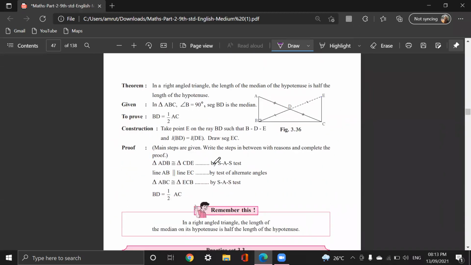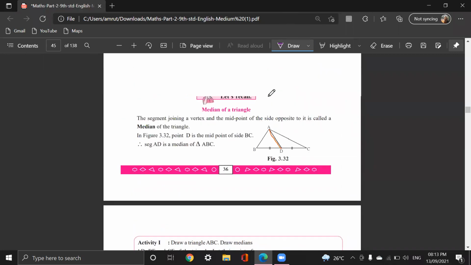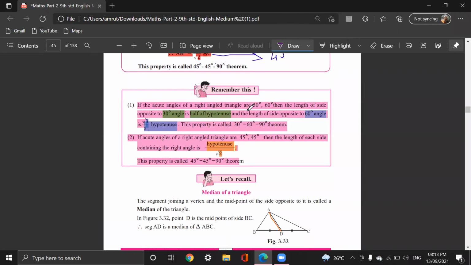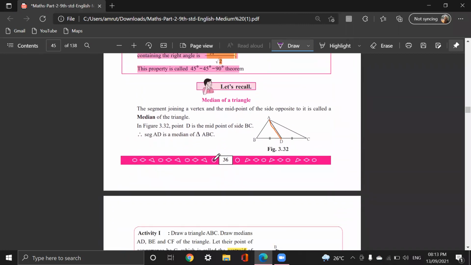The full explanation of the theorem I'll give you in the form of a video, so please watch that video. All right. But all these formulas you have to keep in your mind. One is the 45-degree side formula, the 30-degree, 60-degree, 45-degree side formulas, and the median property.